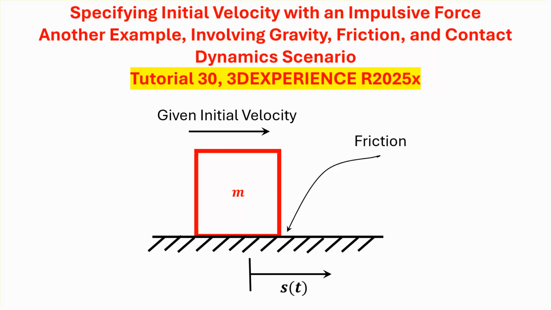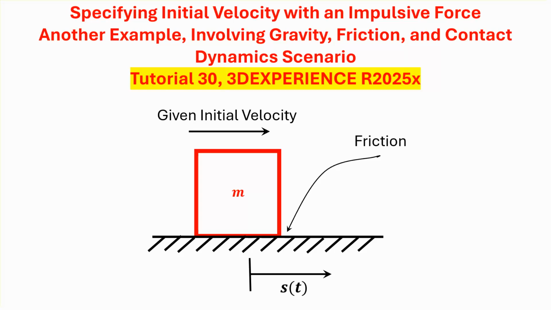Hi folks, this is tutorial number 30 in the playlist called Dynamic Scenario Animation and Simulation for 3D Experience. It's another example of a case where I have to specify initial velocity in a dynamic problem. In tutorial 29, I looked at a single degree of freedom, a mass spring system. But here, the situation is a little different: we have a block sitting on a surface, there's friction between the two, and you give the block an initial velocity.